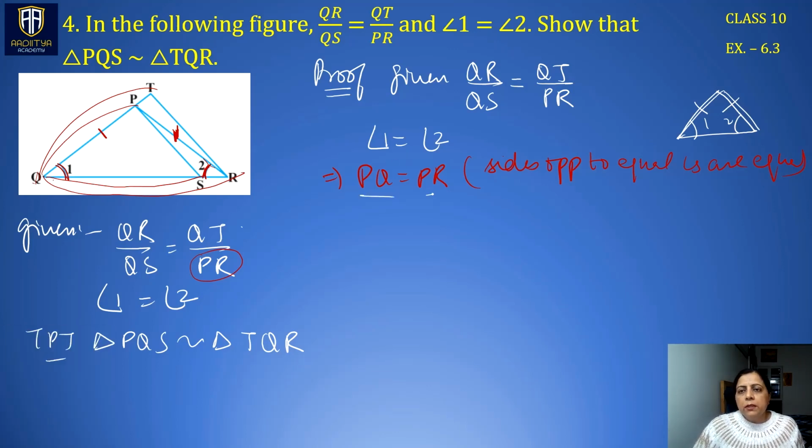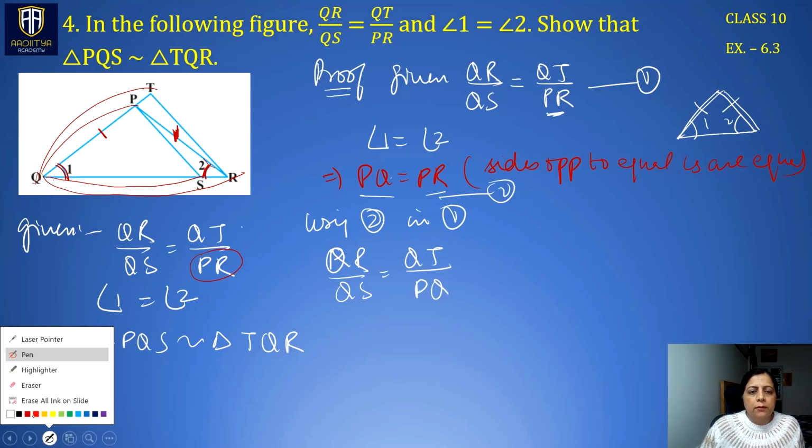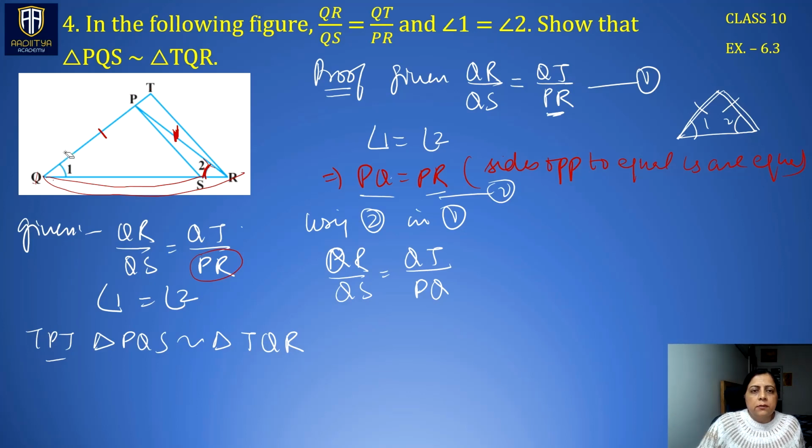So if PQ is equal to PR, that means we can replace here PR by PQ. So let this be 1 and let this be 2. Now using result of equation 2 in equation 1, it can be modified as QR upon QS is equal to QT upon, instead of PR, I am writing PQ, right? So now check this.